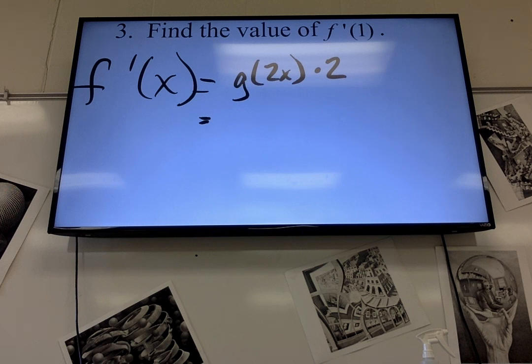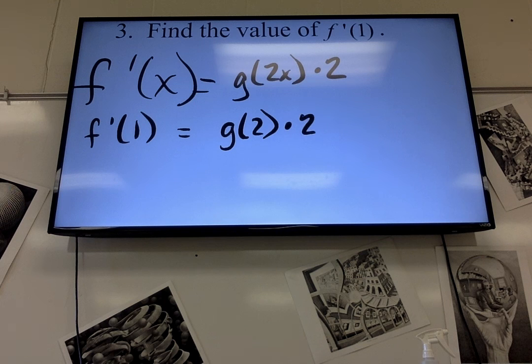You got me confused with derivatives and antiderivatives right now. I just forgot how to do a derivative. Well, that could be an issue. So if I did f prime of 1, it would be g of 2 times 2. G of 2 is 1. You're right, g of 2 is 1.